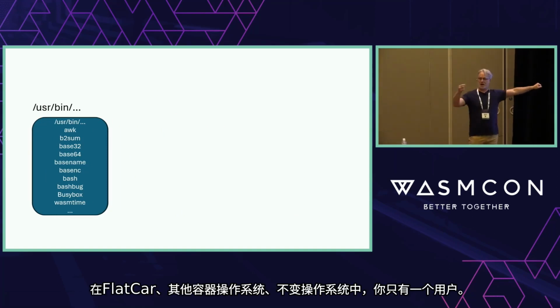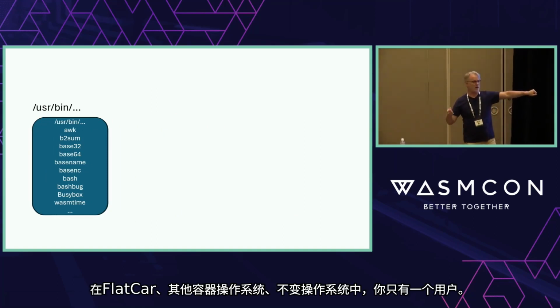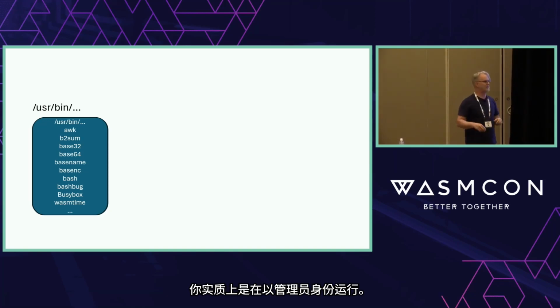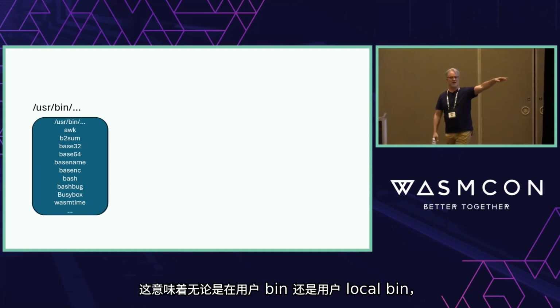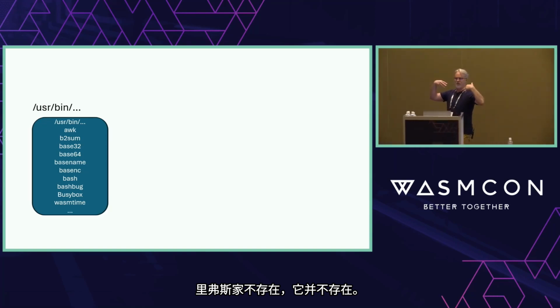In Flatcar, other container OSs, immutable OSs, you only have one user. You're essentially running as root, more or less, right? And that means that whether it's in user bin or user local bin, doesn't matter. There's no Ralph home. Doesn't exist.